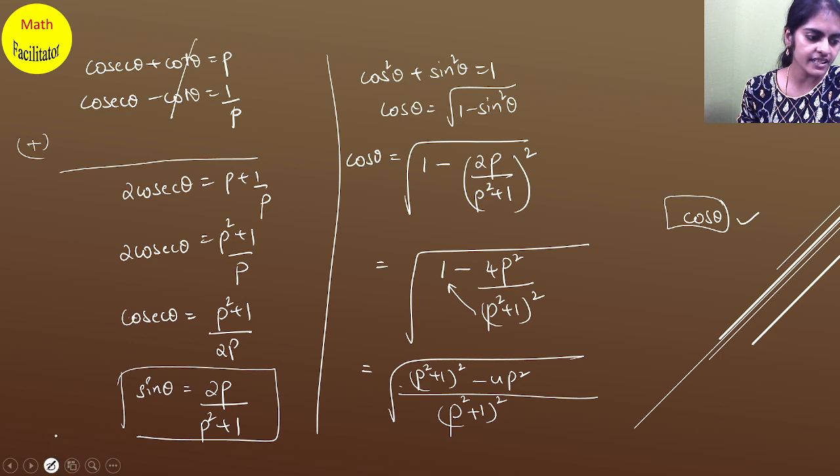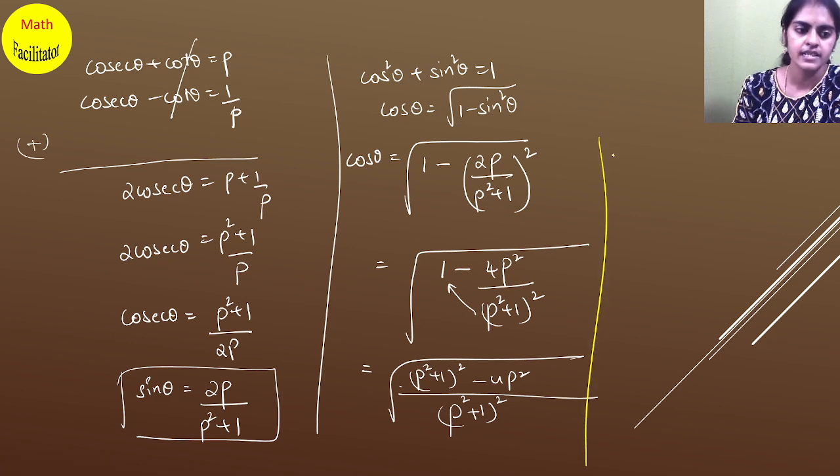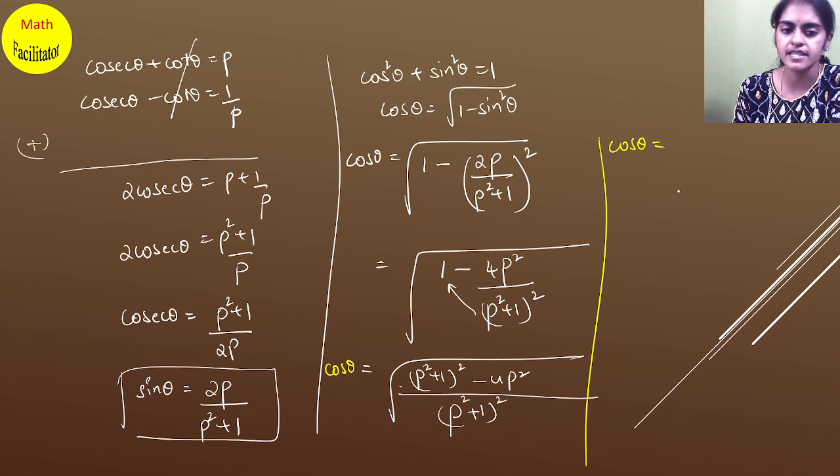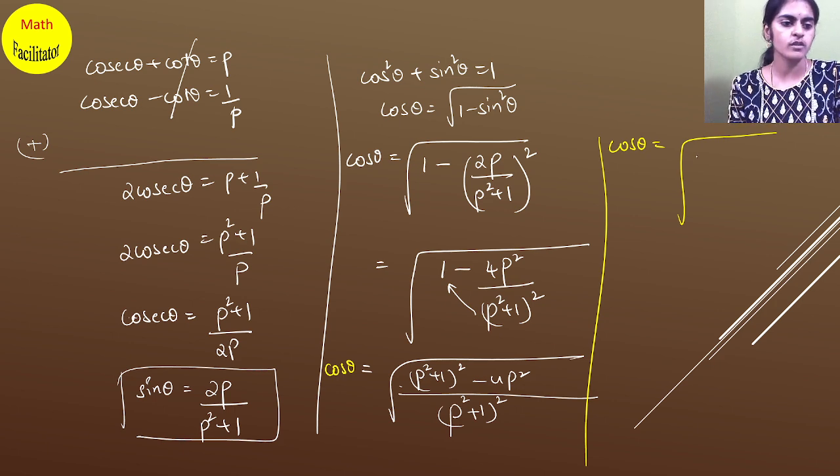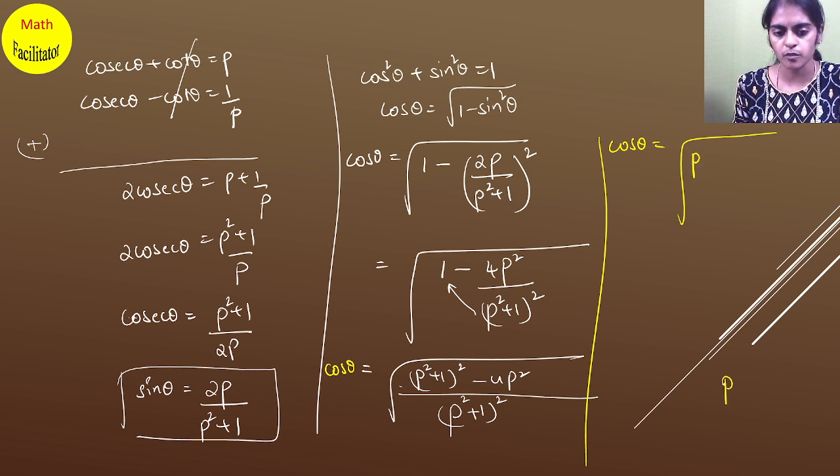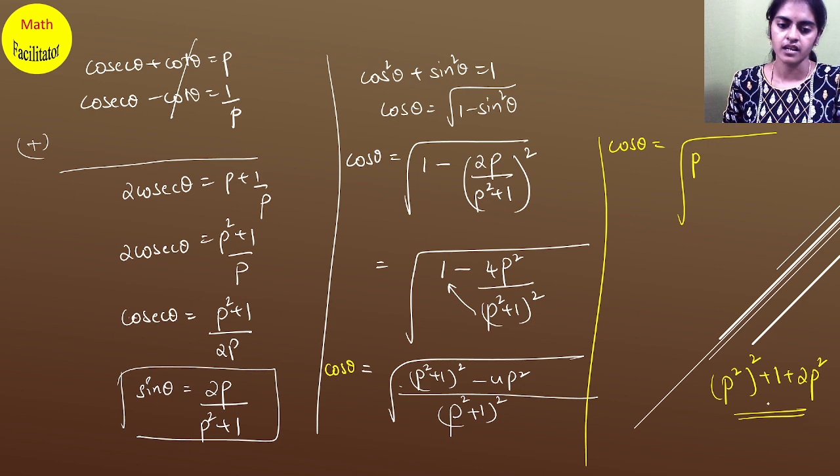Okay, till here is it clear? Now you will have to solve it further. So let's see how we can solve it further. See here, this is cos theta, isn't it? So cos theta is equal to root over P square plus 1 whole square. P square plus 1 whole square is nothing but the a plus b whole square formula. So I can write it as a square, now P square whole square, plus 1, plus 2P square. This is the expansion, isn't it? A square plus b square plus 2ab.